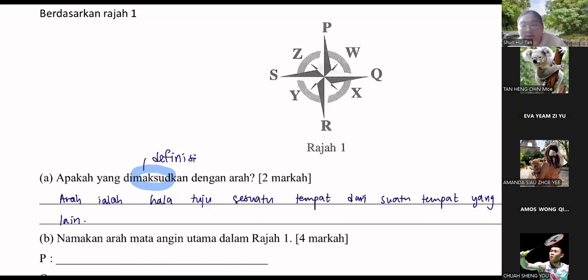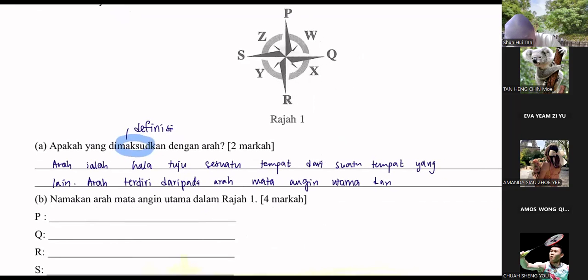Because it is 2 marks, let us go further. Just tell them how many types of arah we have. You can say arah terdiri daripada, as we said just now, arah mata angin utama, meaning main directions, and also arah mata angin perantaraan. Because it's 2 marks.